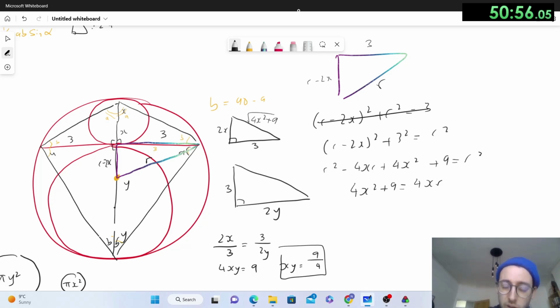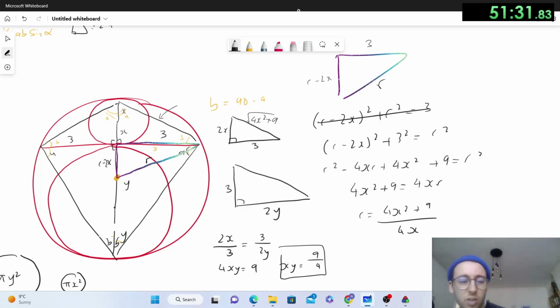Interestingly, this length here was 4x squared plus 9. This is the square root of that. And that was that length. So the square root of that. Now, why would I? So r equals (4x squared plus 9) over 4x. I mean, not super helpful. Unless I do something similar with y.